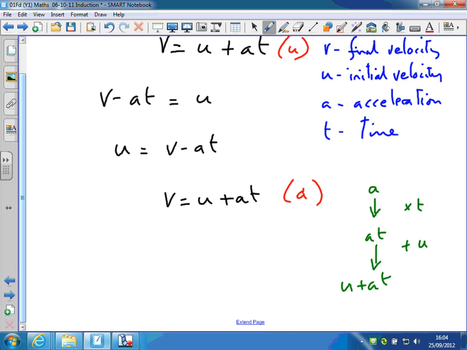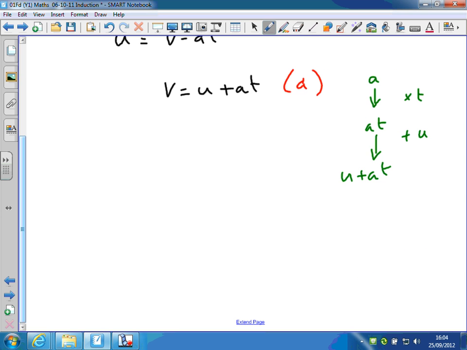If I start with A and the first thing I do is add U, I'd get A plus U. And then if I multiply by T, I'd get T multiplied by A plus U. Not that, wouldn't I? So that would be wrong. Do you see how the order is so crucial?